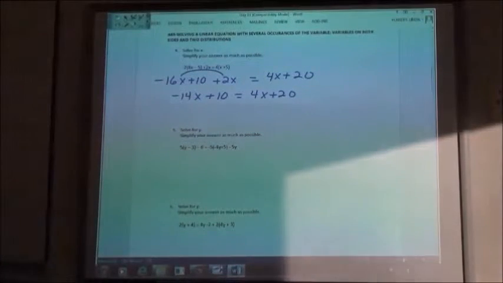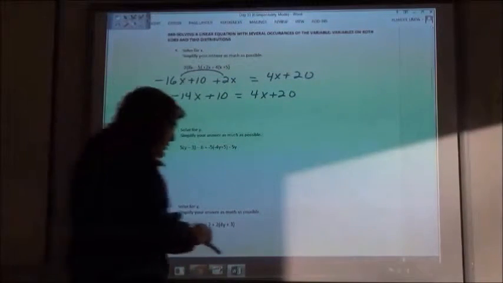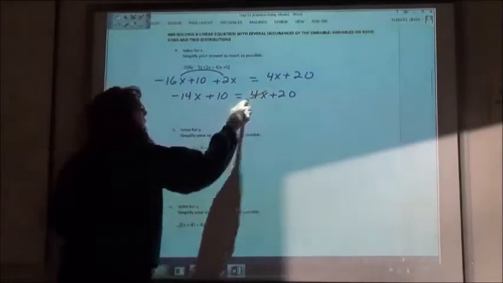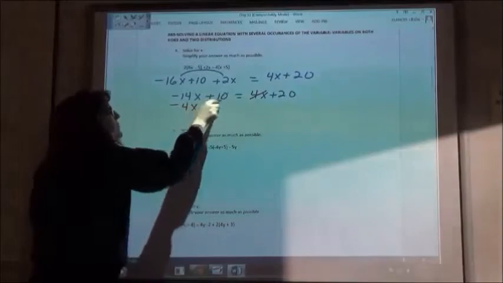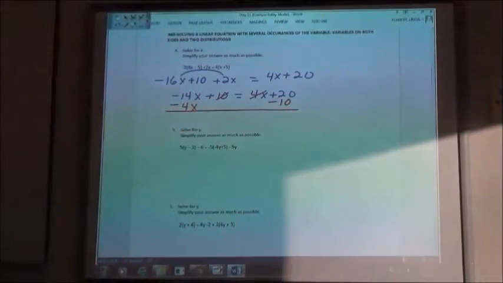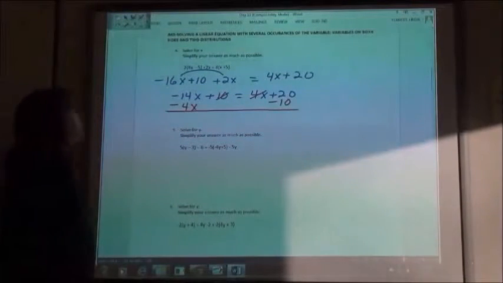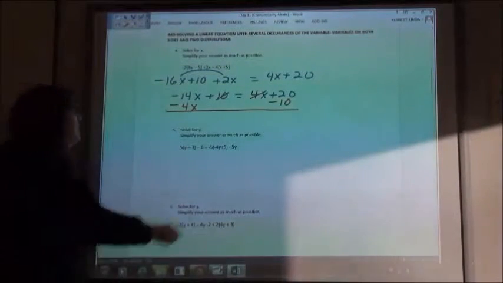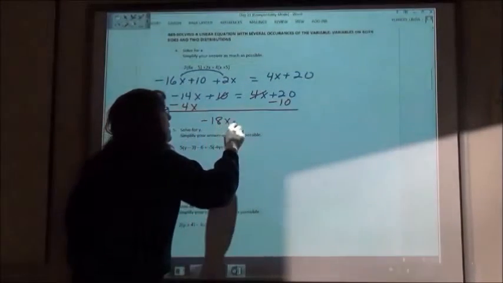However, it is okay. If you subtract that 4x, it's going to still end up being okay as long as you do your math all right. But if you look on the ALEKS program, they're going to do that first, and then they're going to start moving things. So now they're going to subtract their 4x and subtract their 10. So if I do that, negative 18x equals 10.